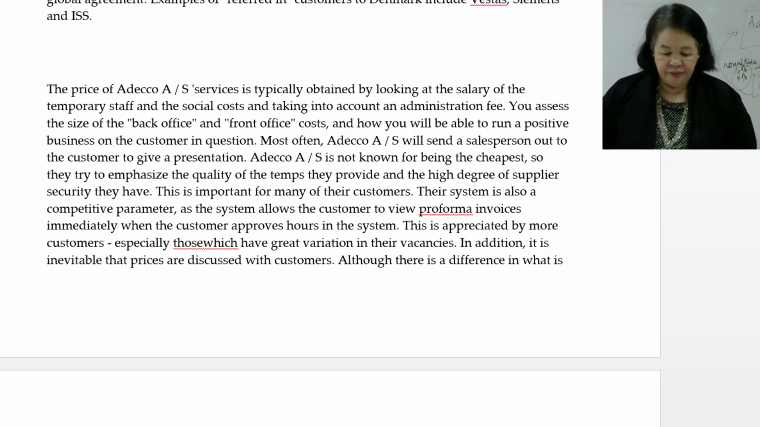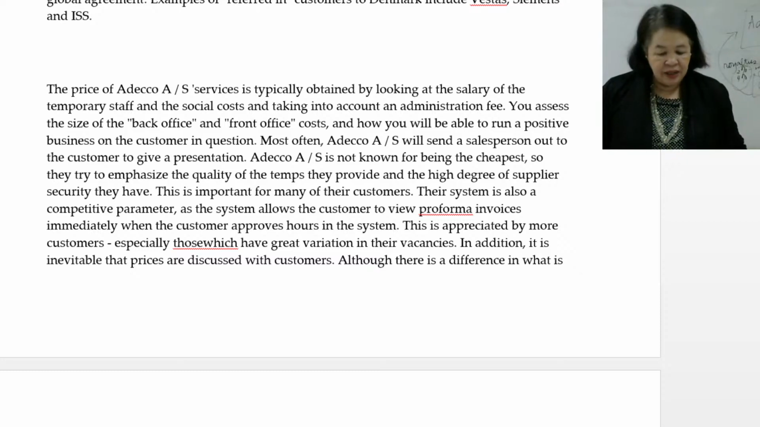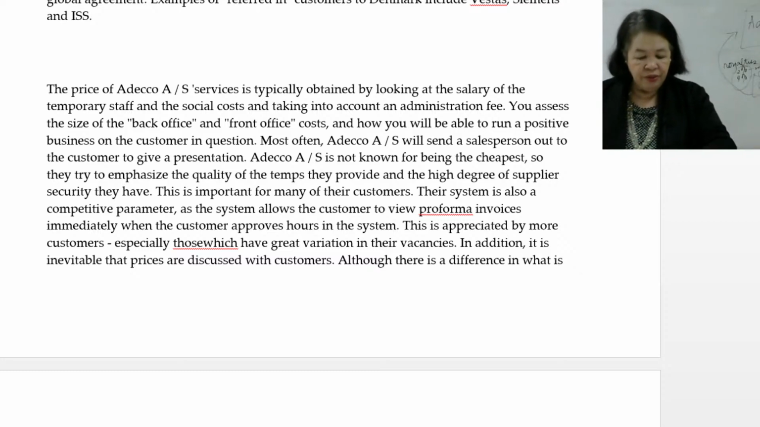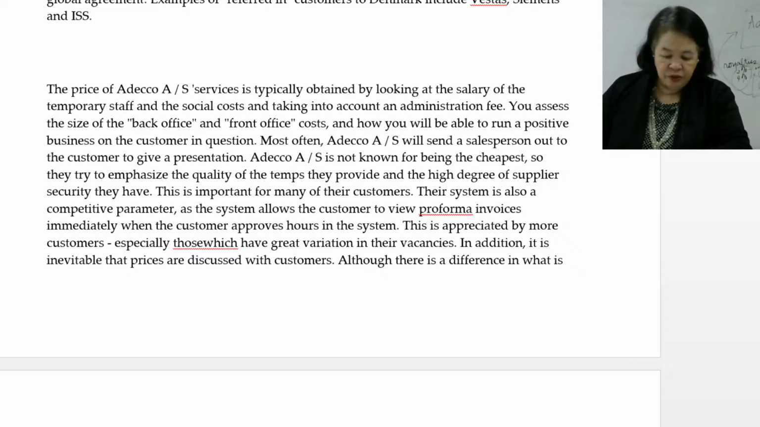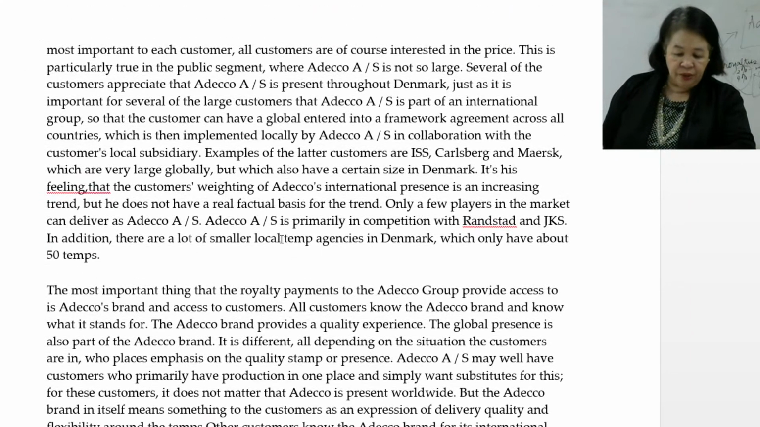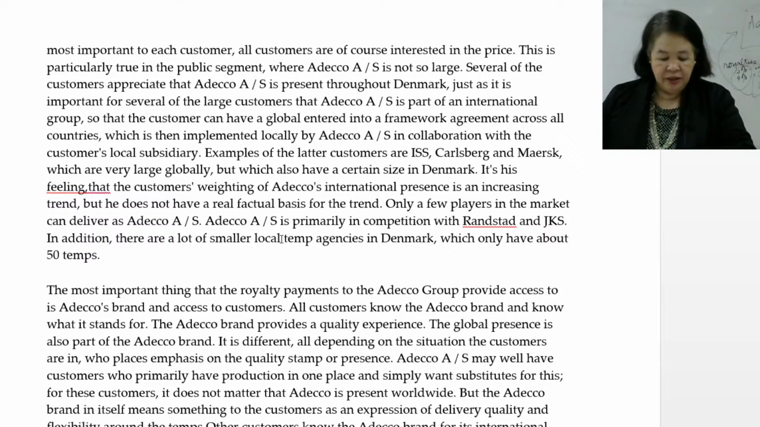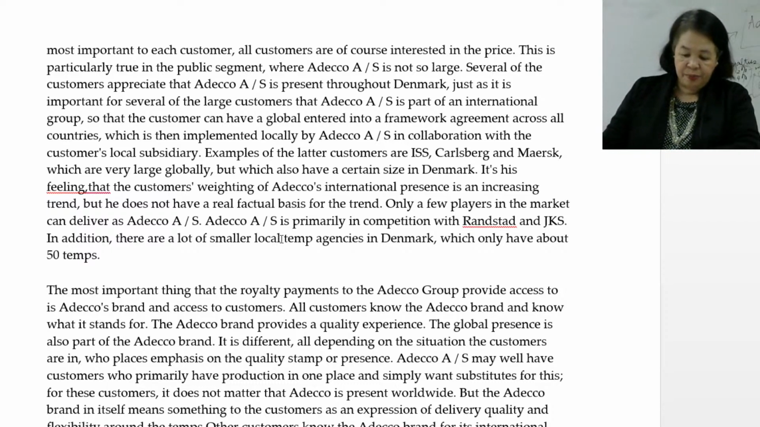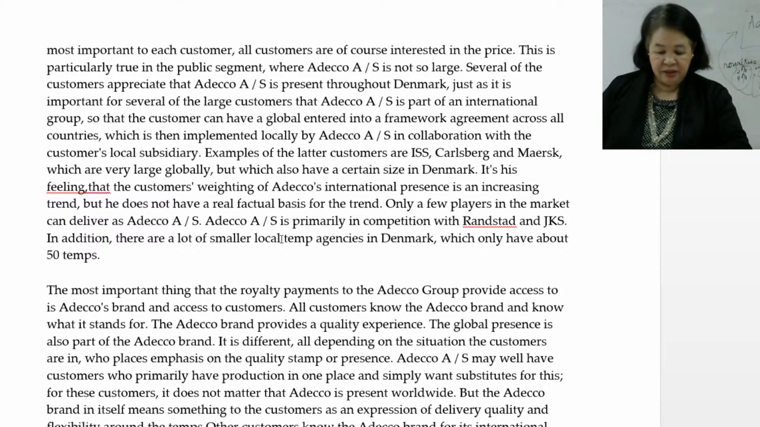In addition, it is inevitable that prices are discussed with customers, although there is a difference in what is most important to each customer. All customers are, of course, interested in the price. This is particularly true in the public segment where Adecco AS is not so large. Several of the customers appreciate that Adecco AS is present throughout Denmark, just as it is important for several of the large customers that Adecco AS is a part of an international group.